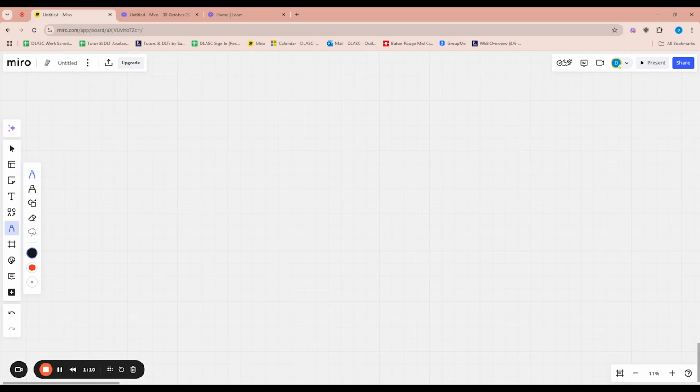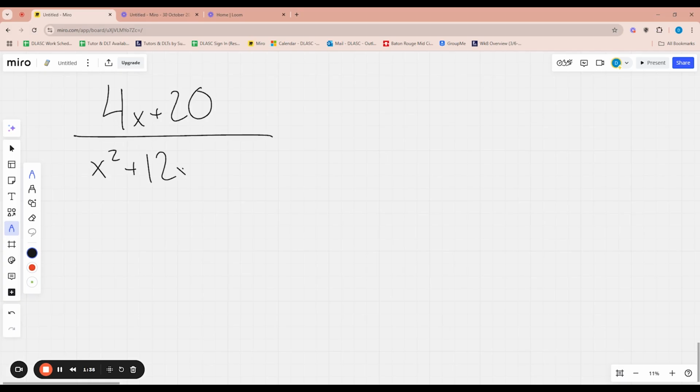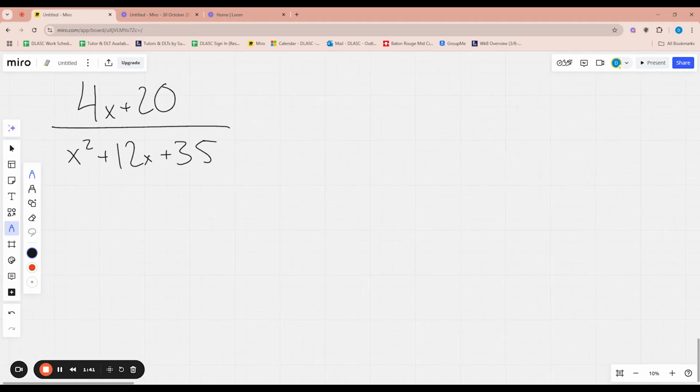And I'll just be going over some of the conceptuals of that today. So let me show you what I'm talking about. To start off, we're just going to use a simple rational expression, right? So we'll go 4x plus 20 over, let's say, x squared plus 12x plus 35. All right, so we're going to use that.